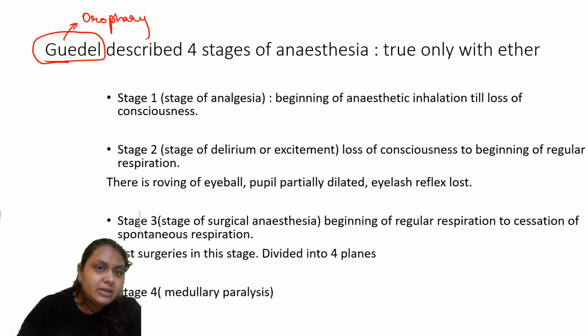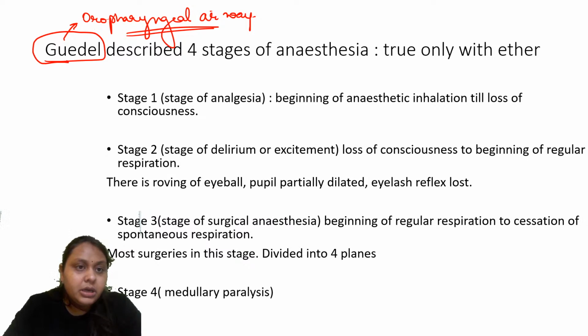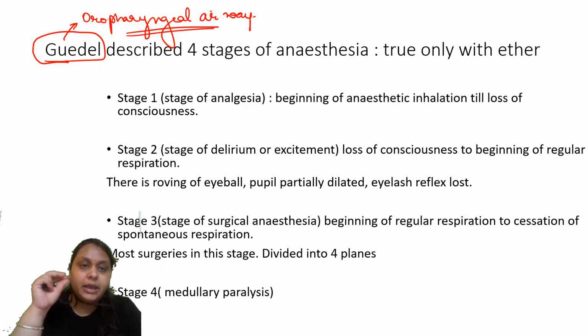Oropharyngeal airway, which was also introduced by Goodall. So remember Goodall, he described 4 stages of anesthesia, and he also introduced the oropharyngeal airway, which prevents the tongue fall against the posterior pharyngeal wall and maintains the patency of the airway. That is the Goodall's airway.